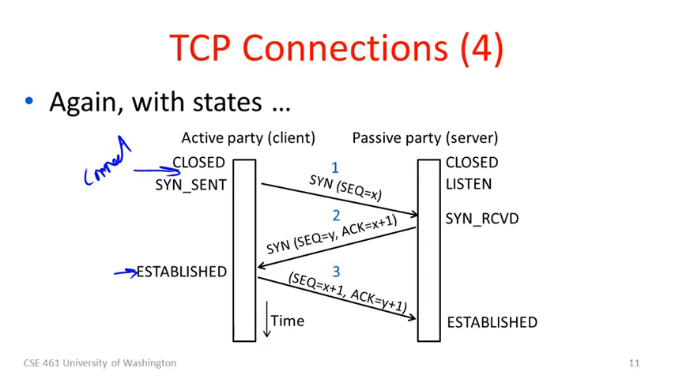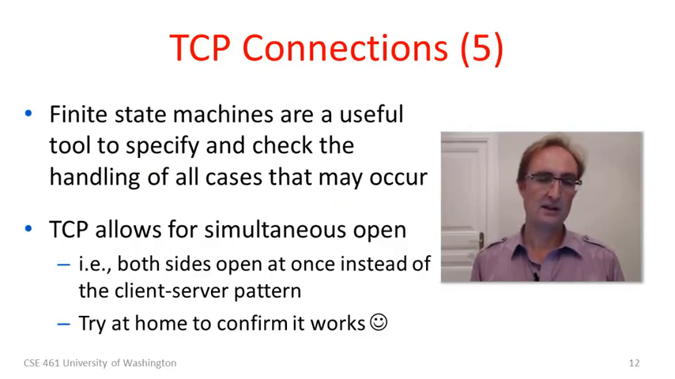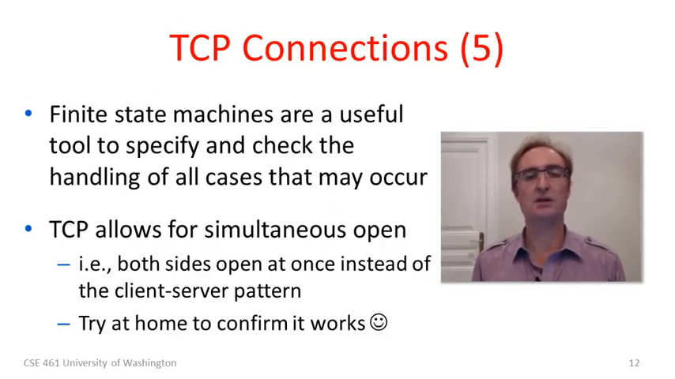On the other side, we started in closed, and the server must have called the listen socket call in here. That's what moved us to the listen state. And then all of the other transitions are based on packets coming in and so forth. Okay, so that's the connection state machine. These finite state machines are a useful tool for specifying all of the different states that the client and the server, or the different parties in the state machine, can reach and handle all cases.